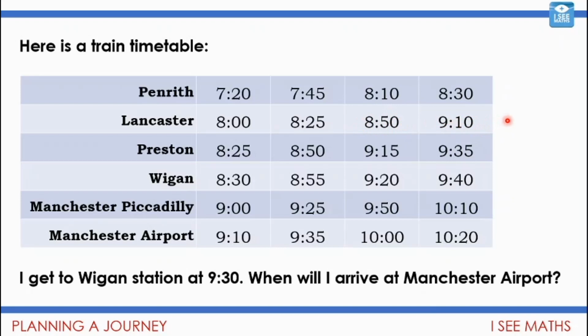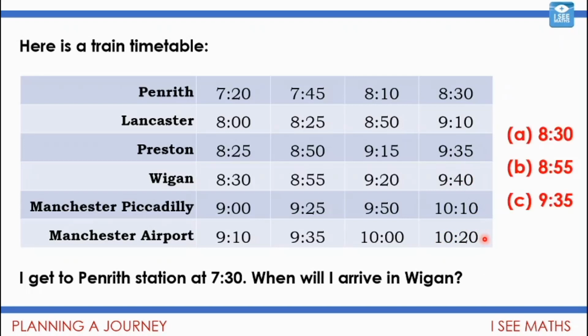Now, this is another step up in the challenge here. I get to Wigan Station at 9:30. When will I arrive at Manchester Airport? So I'd have to think, well, which train will I be on? Let me have a look. Oh, I wouldn't be in time for the 9:20 train, so I'd have to get on the 9:40 train. So when will I get to Manchester Airport? I would get there at 10:20. There. Okay, so it's your turn.